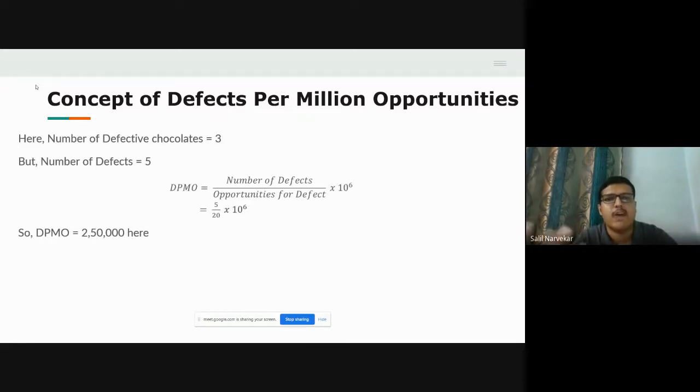In the concept of defects per million opportunities, we consider the number of defects and not the number of defective units. So the DPMO equals 5 by 20, where 5 was the number of defects and 20 was the total number of opportunities for defects, times 10 raised to 6. 10 raised to 6 is to get per million opportunities. So the DPMO is 250,000 here. So this was the concept of DPMO.